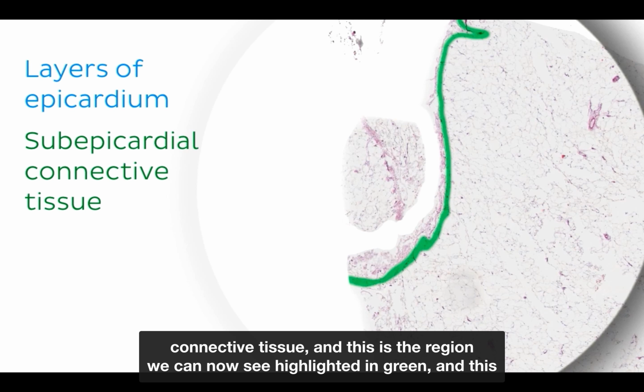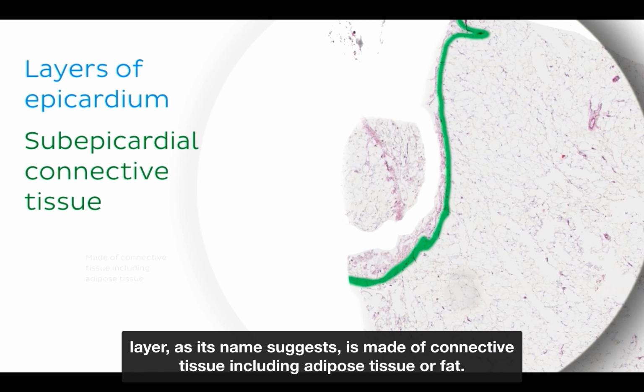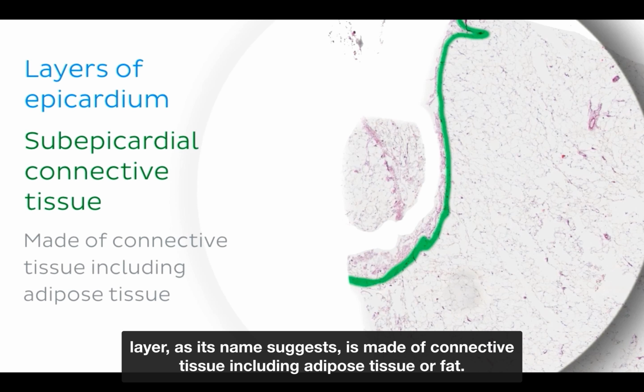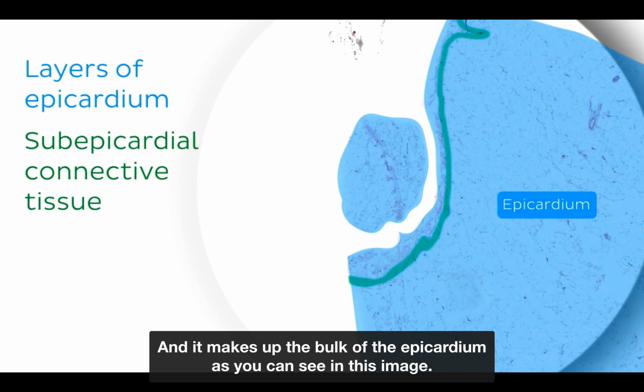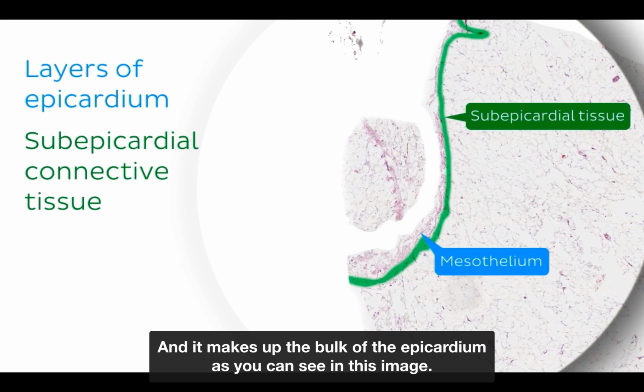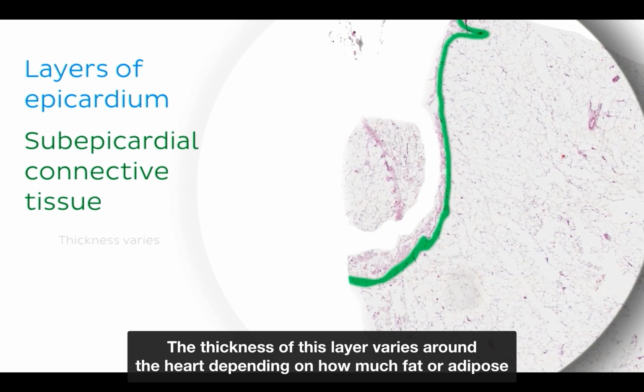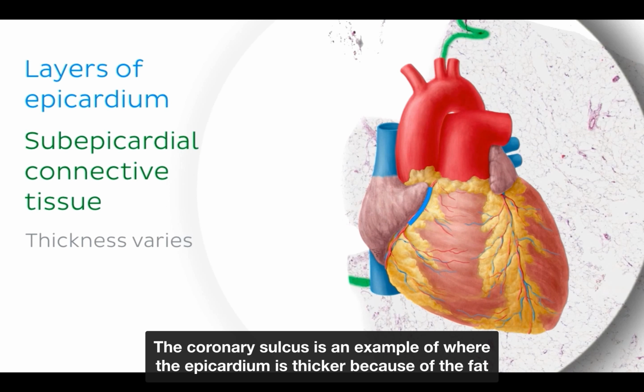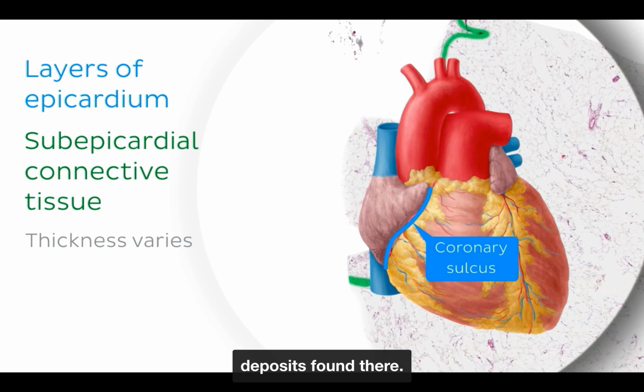And this is the region we can now see highlighted in green, and this layer, as its name suggests, is made of connective tissue, including adipose tissue or fat. And it makes up the bulk of the epicardium, as you can see in this image. The thickness of this layer varies around the heart depending on how much fat or adipose tissue is present. The coronary sulcus is an example of where the epicardium is thicker because of the fat deposits found there.